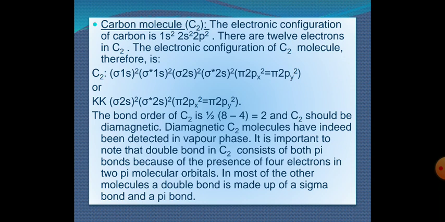It is important to note that the double bond in C2 consists of both pi bonds, because of the presence of 4 electrons in 2 pi molecular orbitals. In most of the other molecules a double bond is made up of a sigma bond and a pi bond.